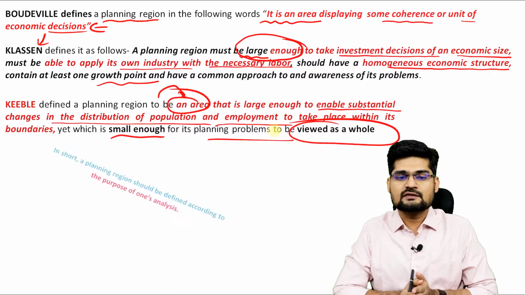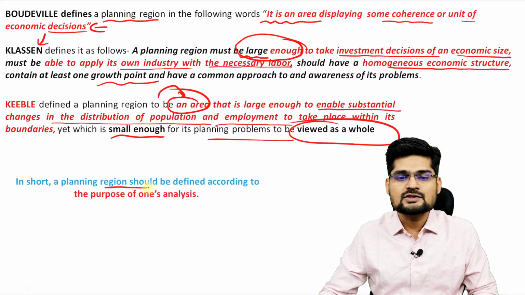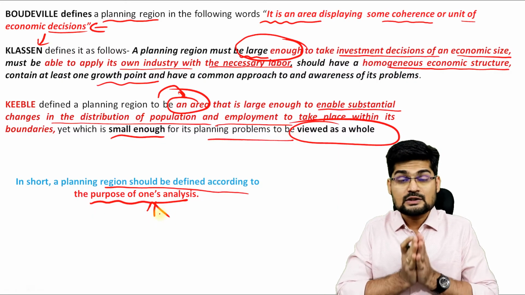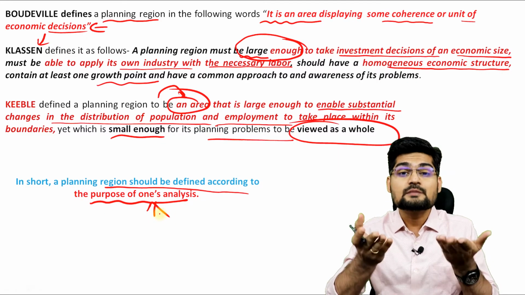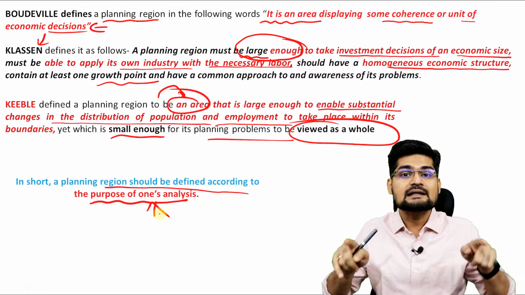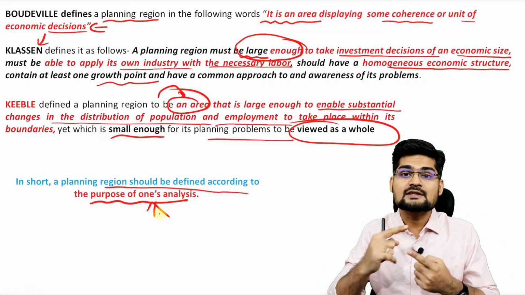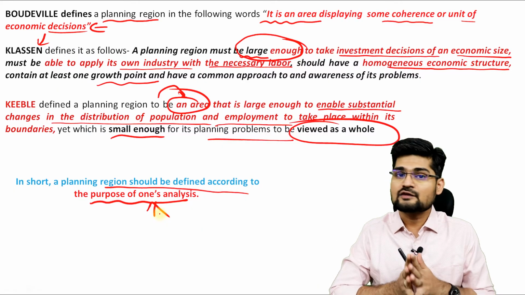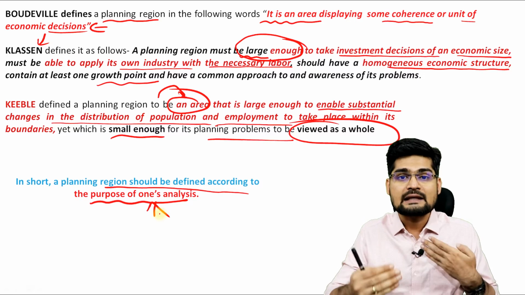Now what you observe further, that in short, planning region should be defined according to the purpose of one's analysis. So it all depends upon what is the purpose of our analysis. Accordingly we can define our planning region, where the purpose has to attain the end, the means to the end. That kind of thought process is there behind planning region.